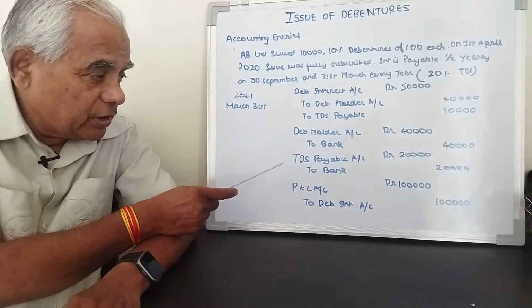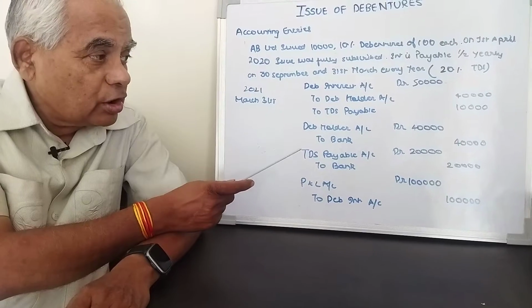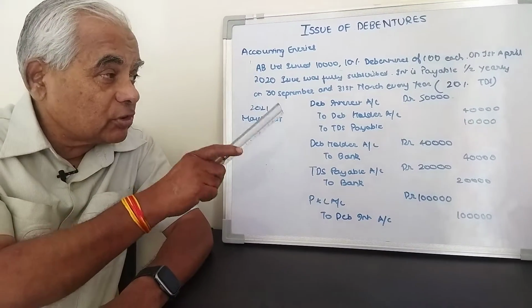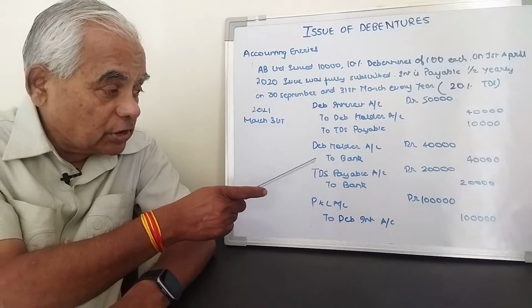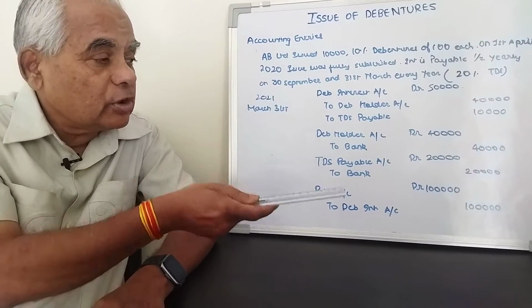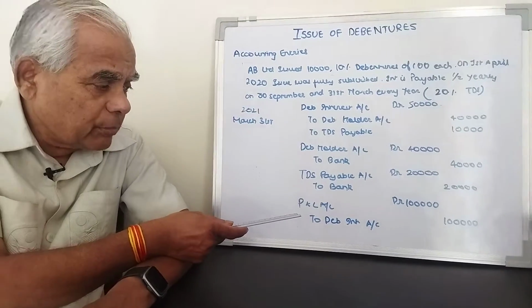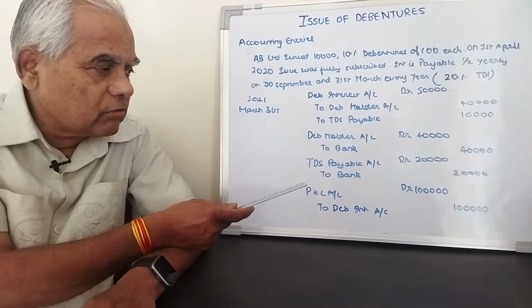Now TDS paid, TDS payable account debit to bank 20,000, 10,000 first 6 months, next 6 months 10,000, thus total 20,000, or you may say that on 1 lakh 20% is 20,000. Last, profit and loss account debit to debenture interest account 1 lakh.